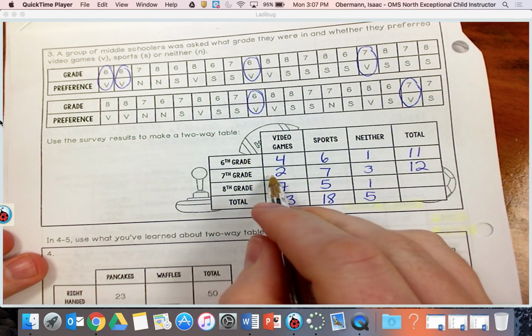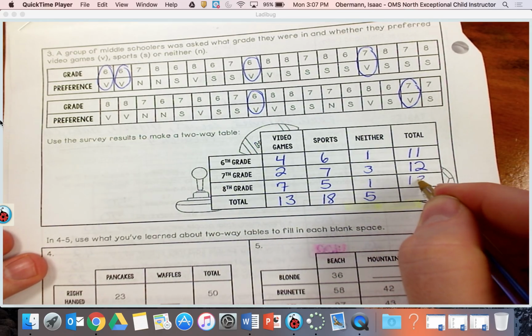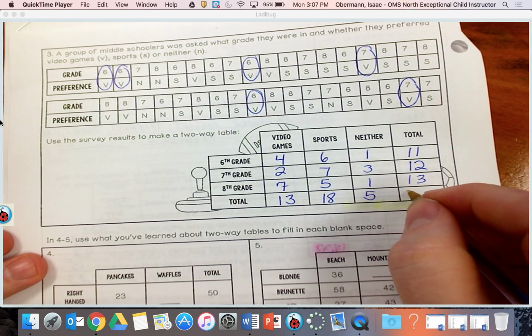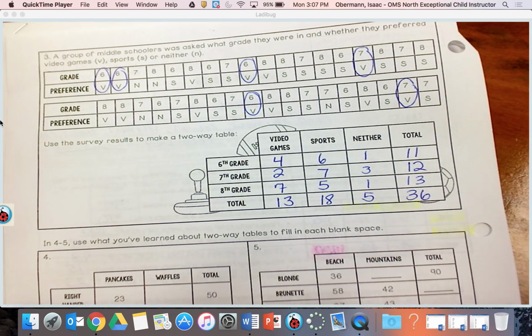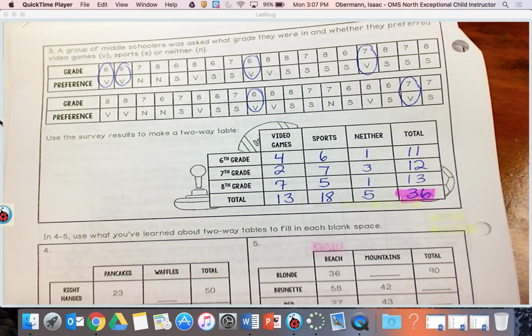Add the 7th grade row, gives me 12. If I add the 8th grade row, it gives me 13. And if I add this up, and then I add this up, they both will give me 36. So that is my total amount to make this two-way table right there.